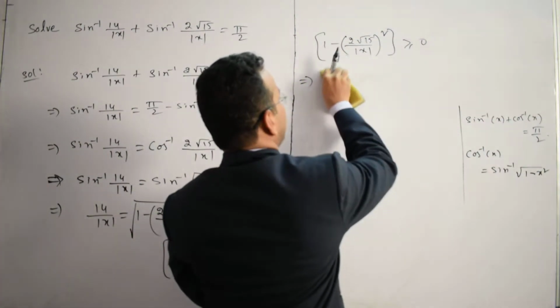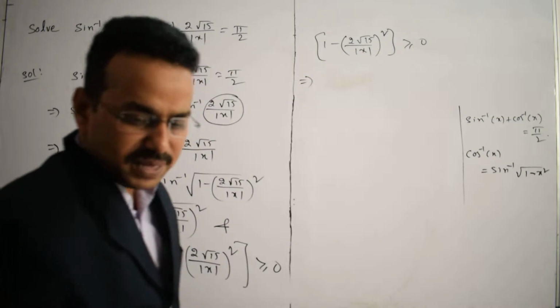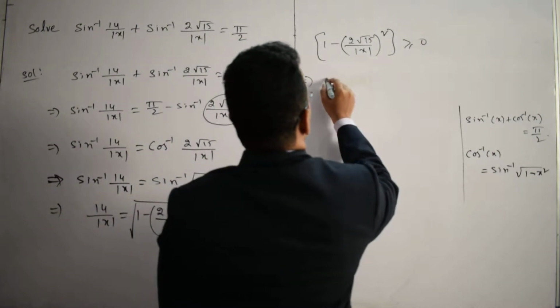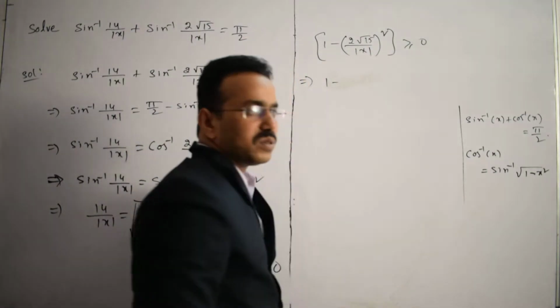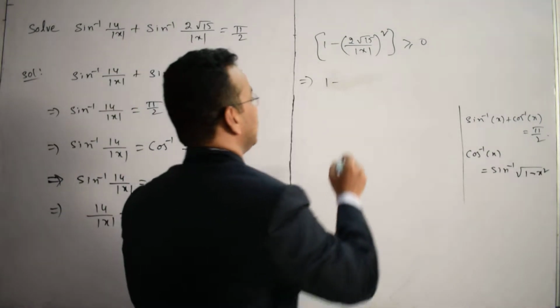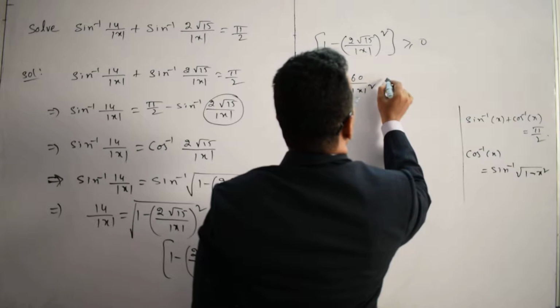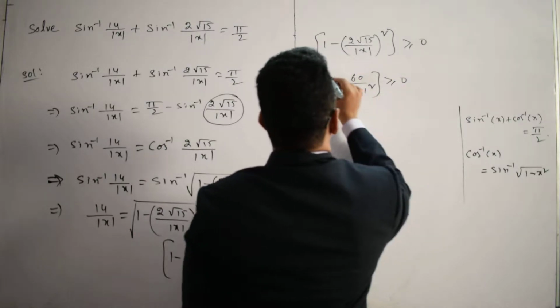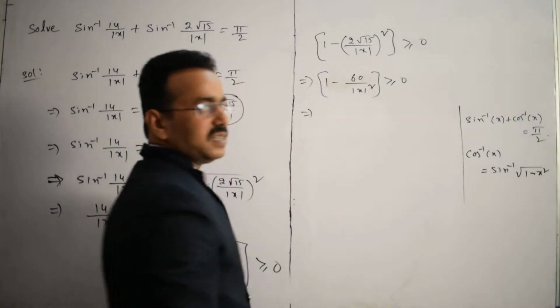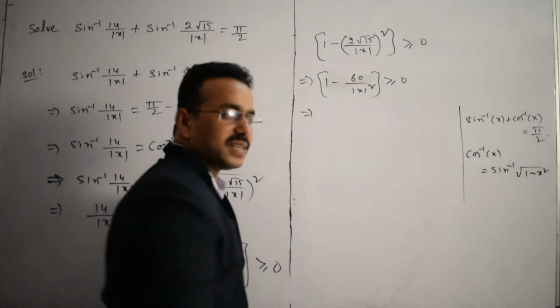Instead of writing every time, this can be written as (1 minus 2 root 15 by mod x) whole square. 4 into 15 means 60. So this is 60 by mod x whole square, which should be greater than or equal to 0. Keep it within the brackets. In the next step, take mod x square as the LCM.